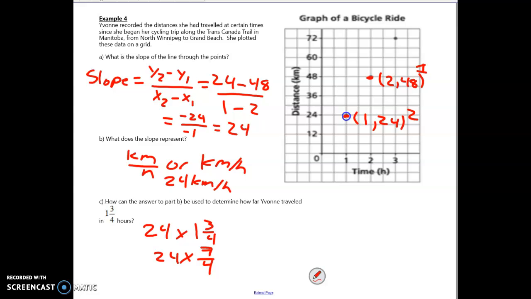Then we can multiply this across. You could also just convert this to a decimal, 1.75, which would be a little bit easier. So I'm going to switch this way so we don't get confused with all our fractions. I'm just going to convert this: 24 times 1.75, and that should give us 42 kilometers.